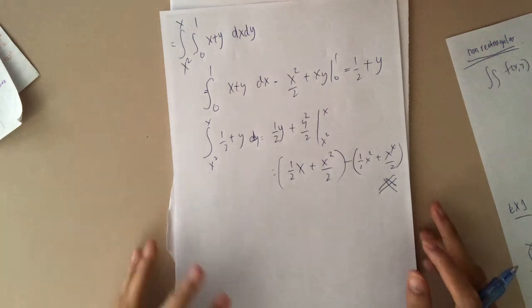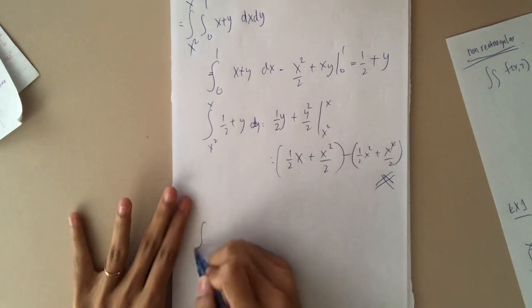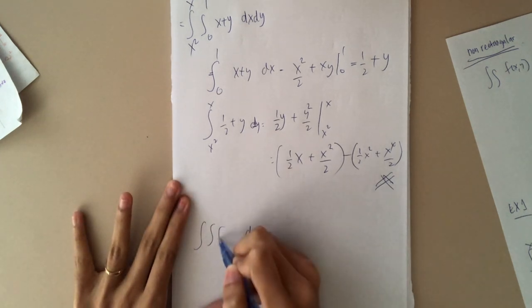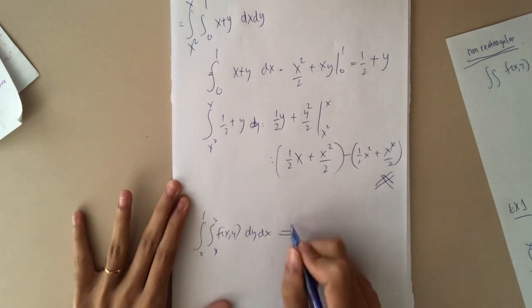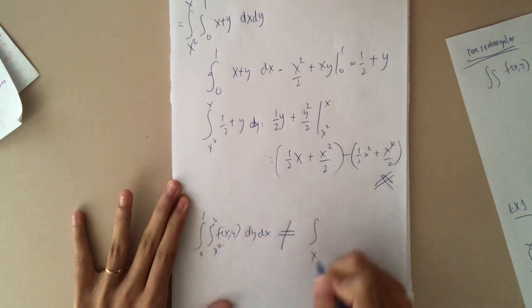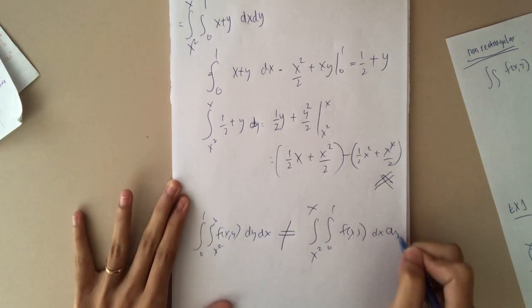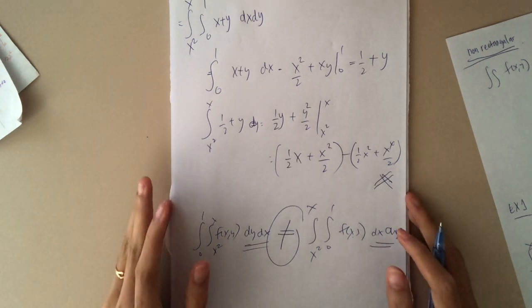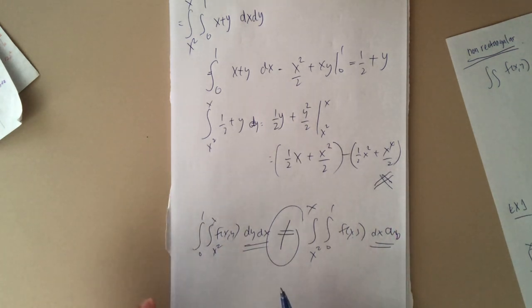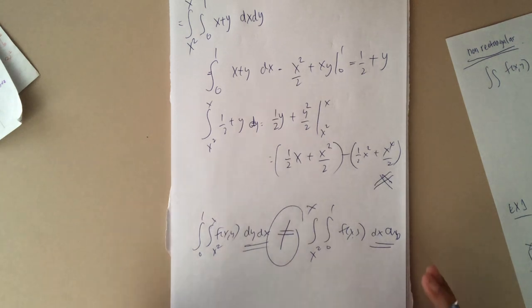So that's why I taught you just now that for the non-rectangular case, you cannot. Let me just write fast: the integral of f(x,y) dy dx with limit 0, 1, for example, is not equal to the integral of f(x,y) dx dy. If you change this one, it does not give you the same answer. Therefore, for non-rectangular, you cannot simply interchange the limit like this.